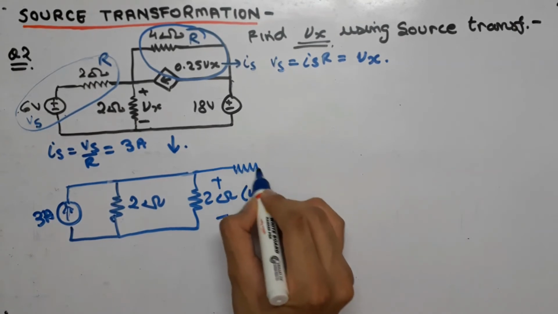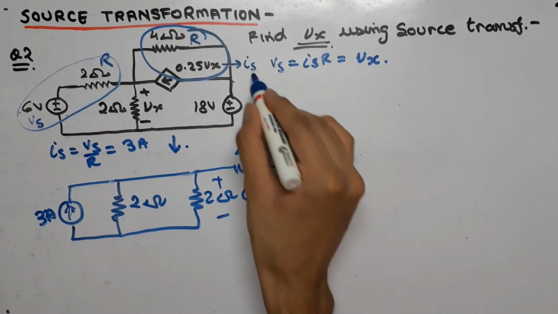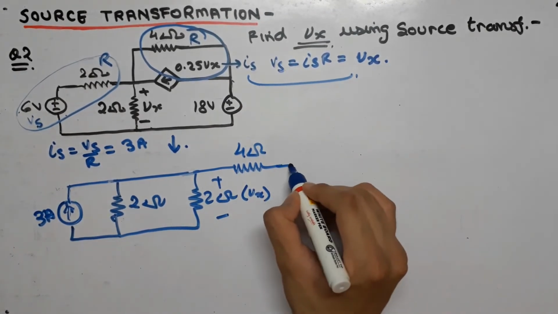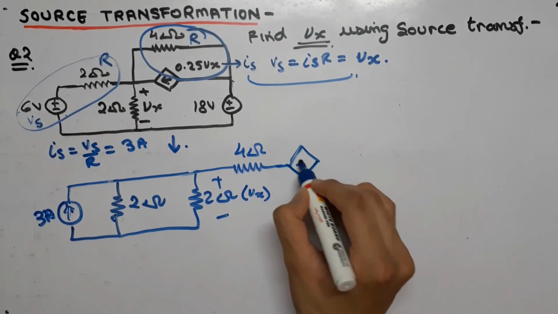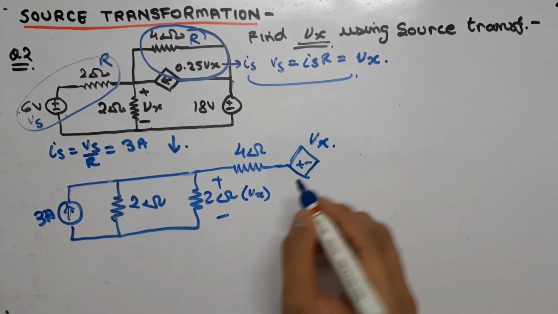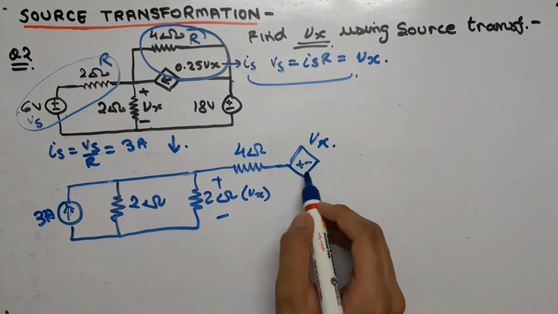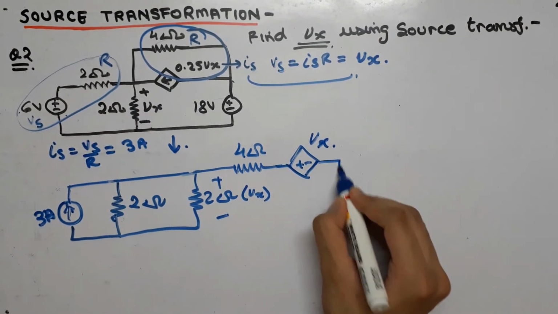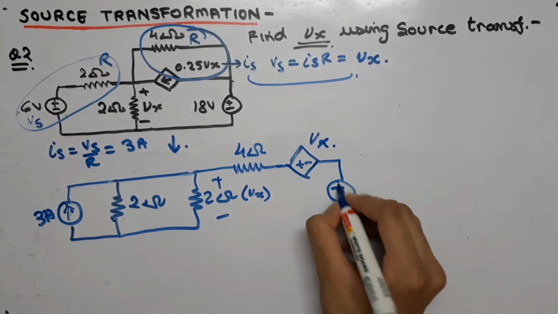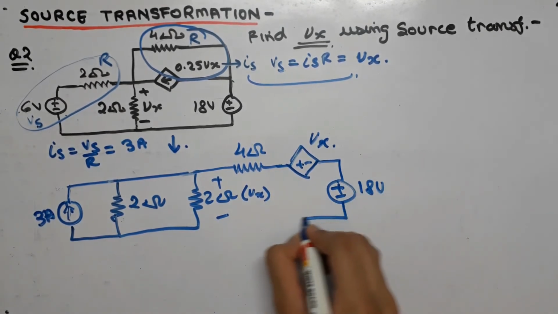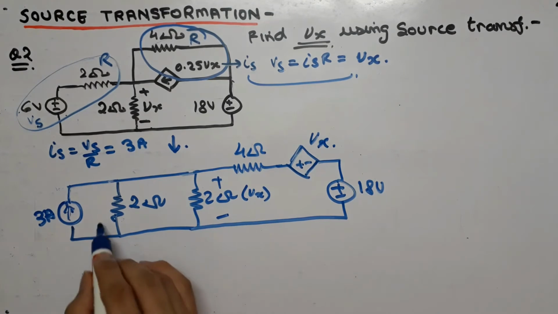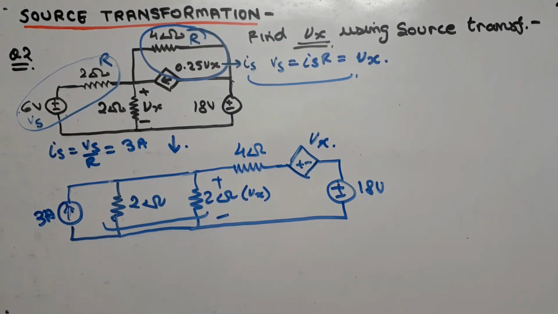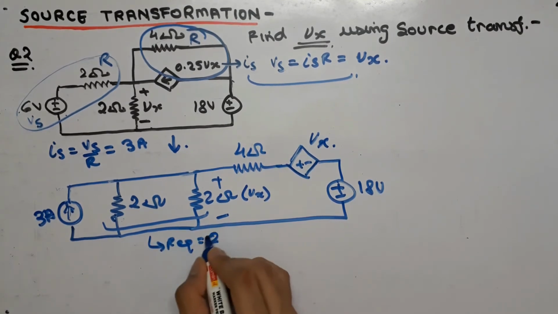Similarly, we will place the 4 ohm resistor, that is R, in series with the dependent source plus minus Vx. Now we have put the plus sign on the left hand side as the arrow is facing left, and we will draw the 18 volt source over here. Now we can see that these two resistances are in parallel to each other. If we solve them, that is, if we get the R equivalent, that will come out to be 1 ohm.